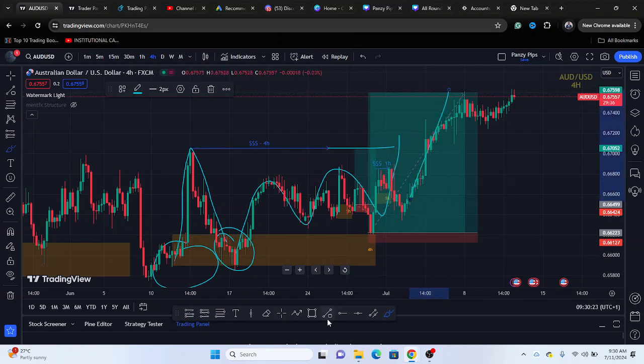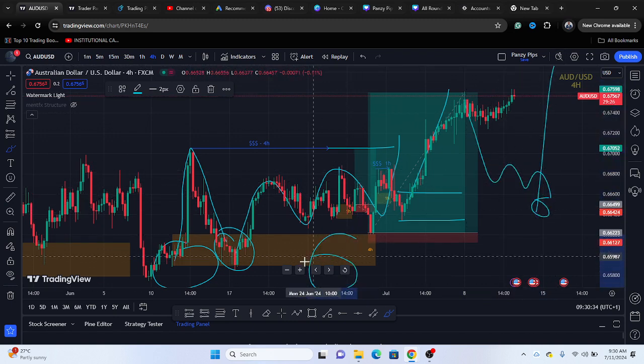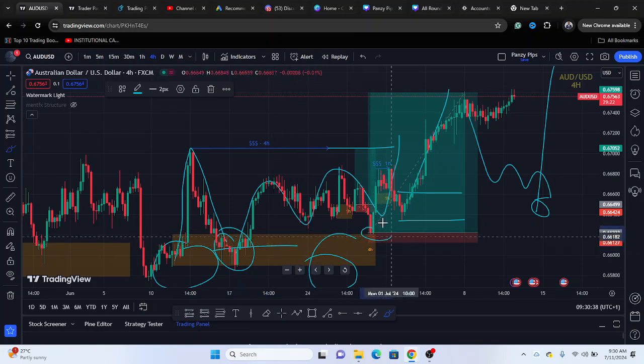So now we have a new 4-hour zone, which is here. We'll look to see price eventually come all the way down into that zone, and then look to catch another trade. Now off of this zone here, we're able to catch this trade on the 1 hour. I don't remember catching this one. I don't remember now. It's been quite a while.